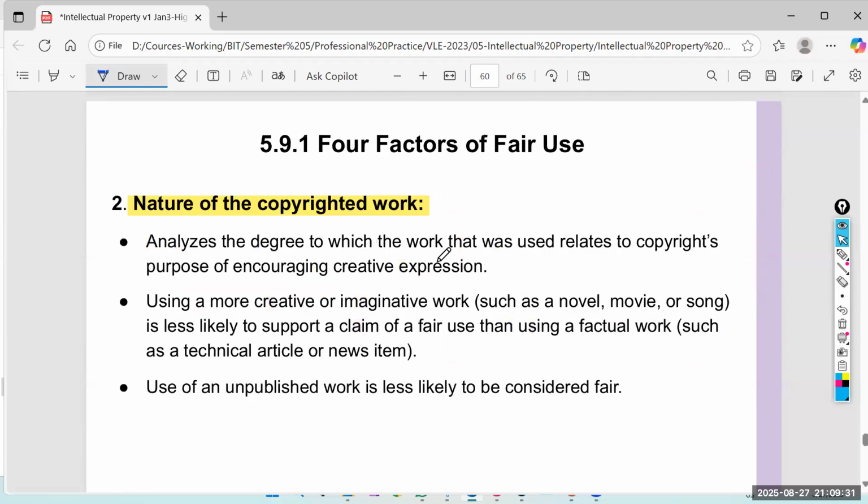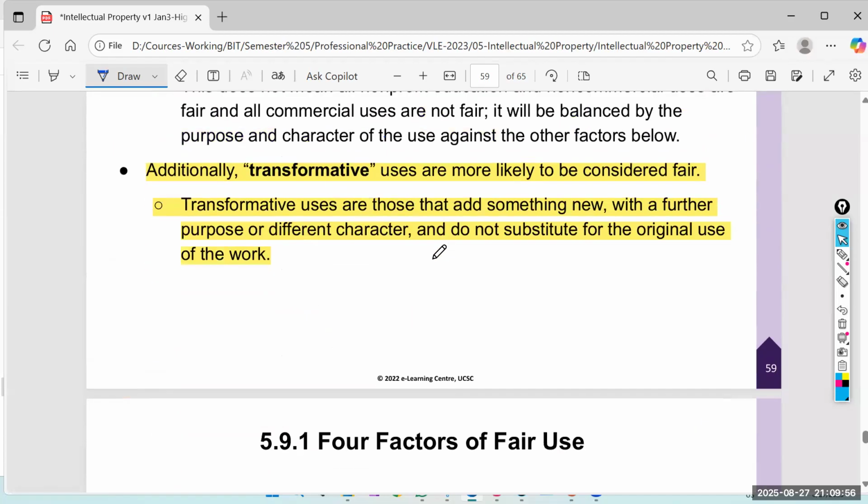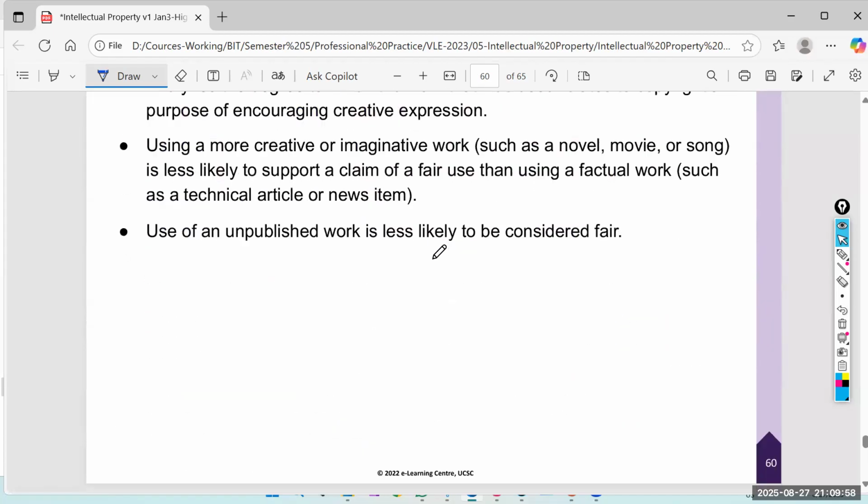Second one is the nature of the copyrighted work. What type of thing is covered here? Is it online content or source code, something like that? Okay, nature of the copyrighted work. First one is purpose and character of use. Okay, what is the purpose of use? Then the nature of the copyrighted work.